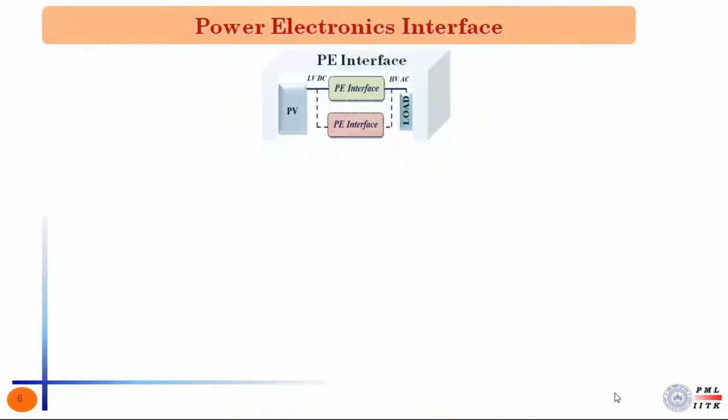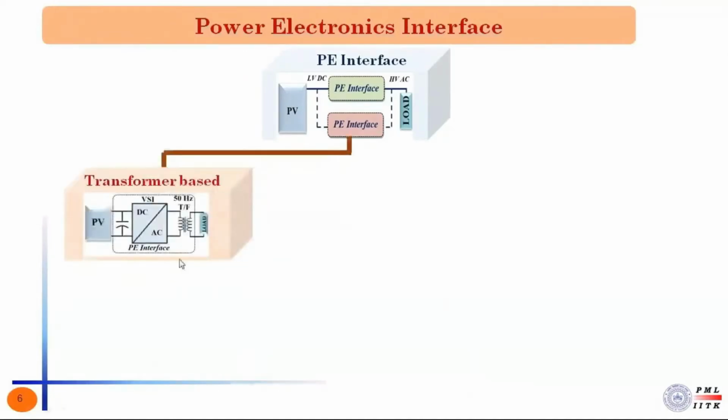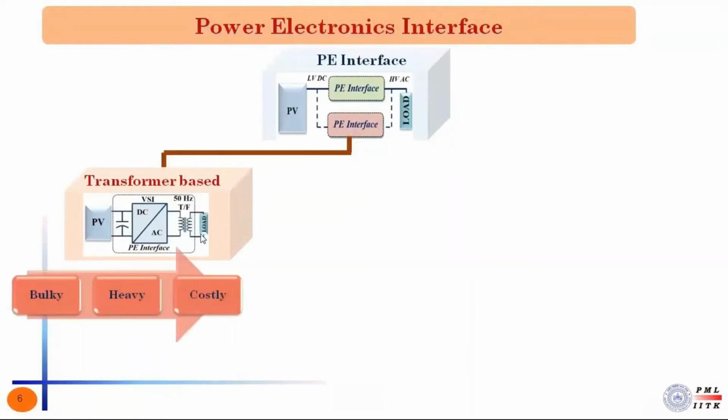So these microinverters can actually have three different forms. The first form is the conventional one, that is the transformer based. Here we have a voltage source inverter that converts the low voltage PV source to AC, and then this low voltage AC is converted to high voltage AC by using a step up transformer. Now the problem with this transformer based form is the step up transformer used here is a low frequency transformer. So this makes the system bulky, heavy and also costly.